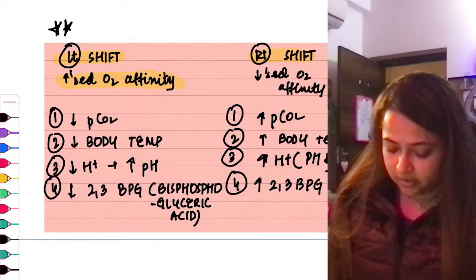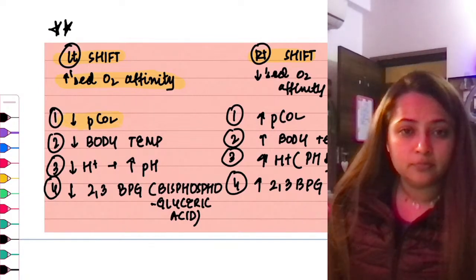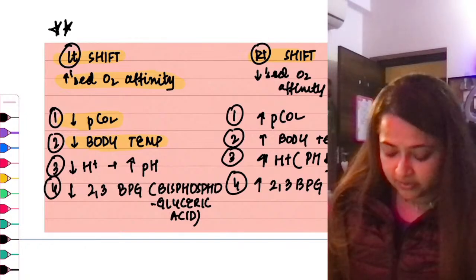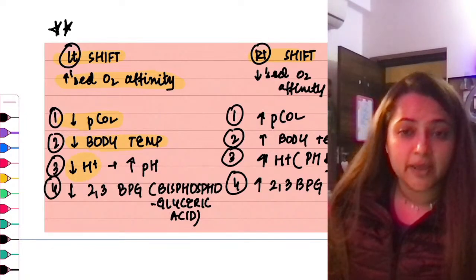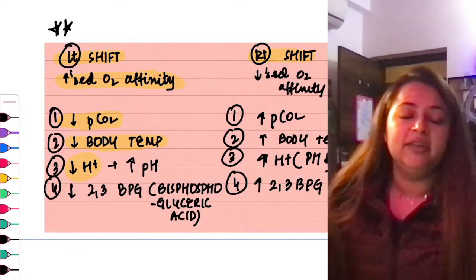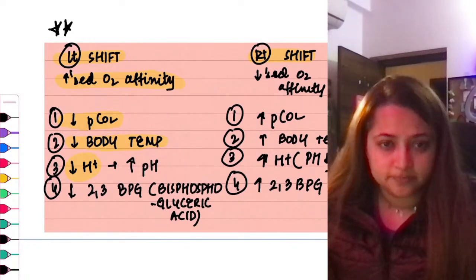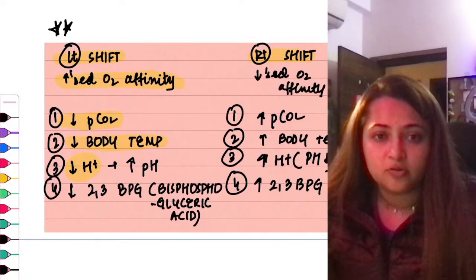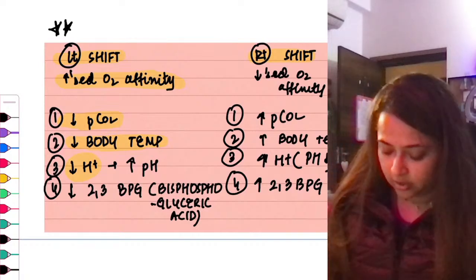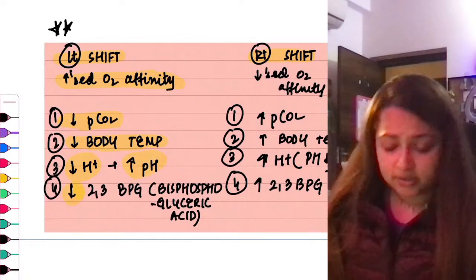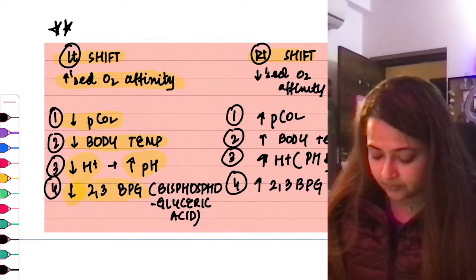Number one is decrease in the PCO2. Number two is decrease in the body temperature. Number three is decrease in the H positive. When the H plus, the acidic component, is reduced, what will happen to pH? pH is going to increase here. And the last point is decrease in the 2,3-BPG, that is 2,3-bisphosphoglyceric acid.